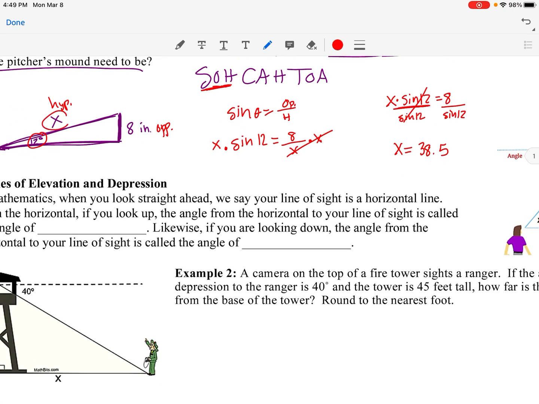And then you have to think about, okay, what did I actually solve for just now? So you can figure out what unit it is. We solved for the length, and looking at the other length, we're going to have the same unit. Since that was inches, this is also going to be inches, 38.5 inches.